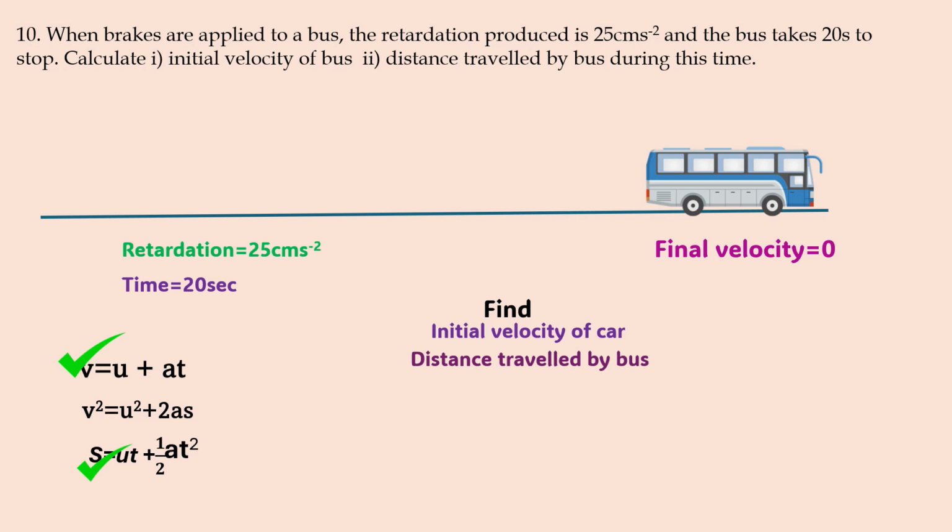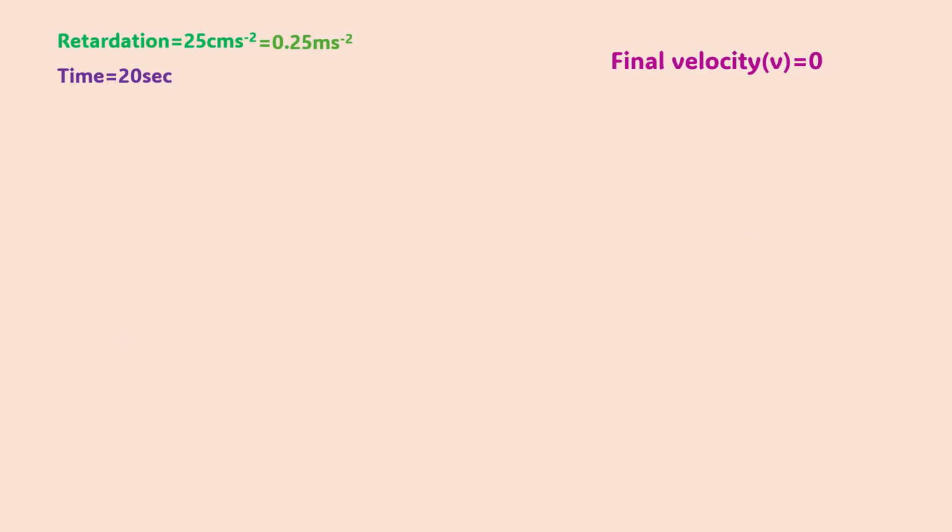So, from this equation s equal to ut plus half at square, if we use, we can easily find out the distance because initial velocity, time and acceleration we already know. Okay, so let us proceed with the sum. So, v equal to u plus at, v is 0, initial velocity we have to find out, retardation is 25 centimeter per second square. So, mind it, you have to convert it into meter per second square.